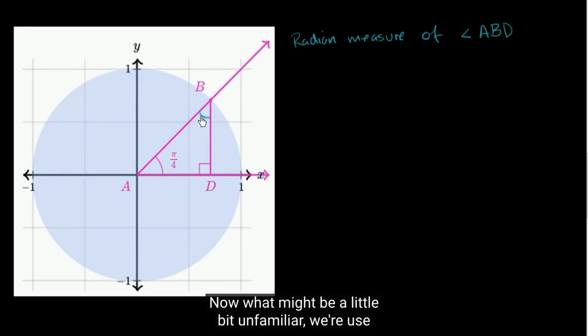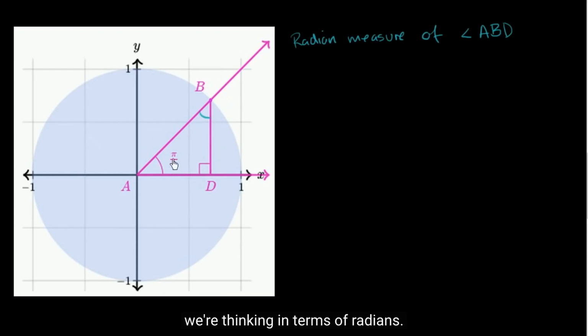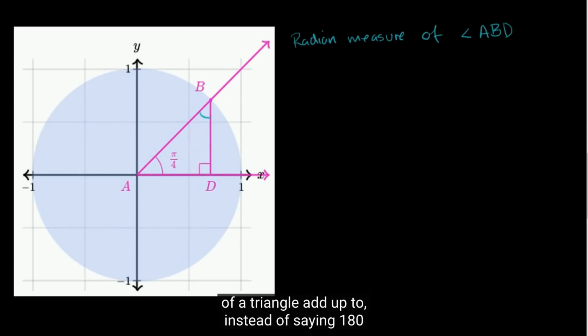Now what might be a little bit unfamiliar: we're used to saying that the sum of the interior angles of a triangle add up to 180 degrees. But now we're thinking in terms of radians. So we could say that the sum of the angles of a triangle add up to, instead of 180 degrees, which is the same thing as pi radians. So this angle plus that angle are going to add up to pi.